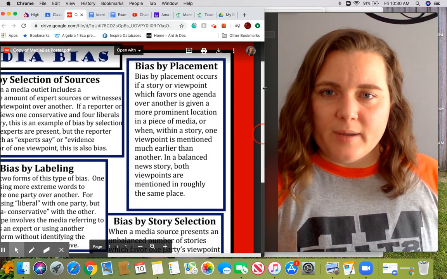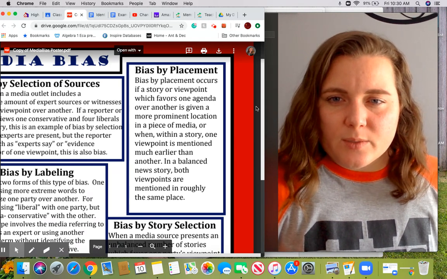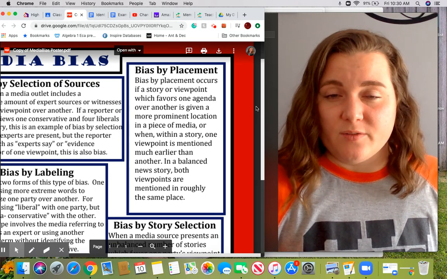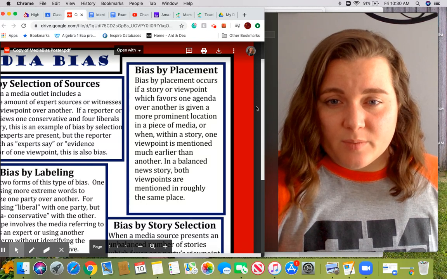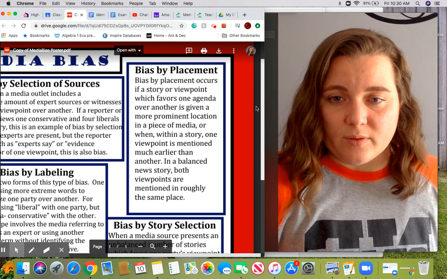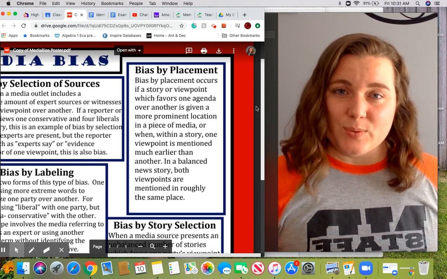And the last one, bias by placement. Bias by placement occurs if a story or viewpoint which favors one agenda over another is given a more prominent location in a piece of media, or when within a story, one viewpoint is mentioned much earlier than another. In a balanced news story, both viewpoints are mentioned in roughly the same place. So where information is placed is really, really important.